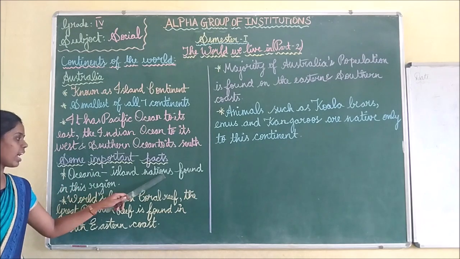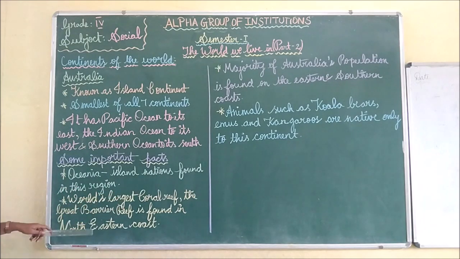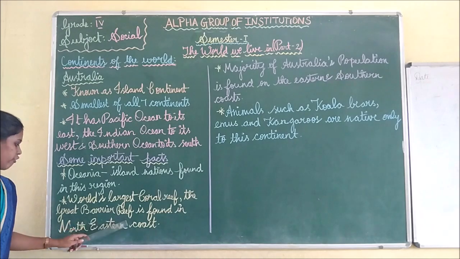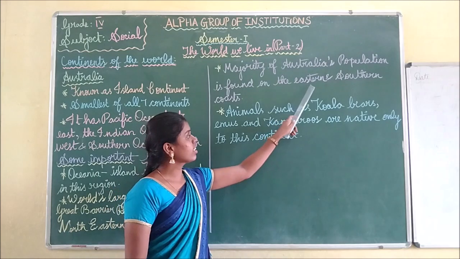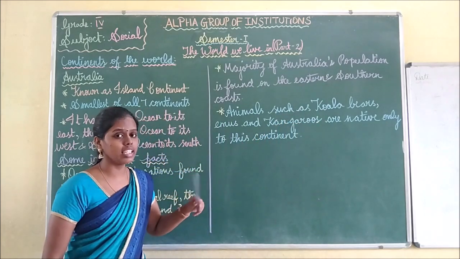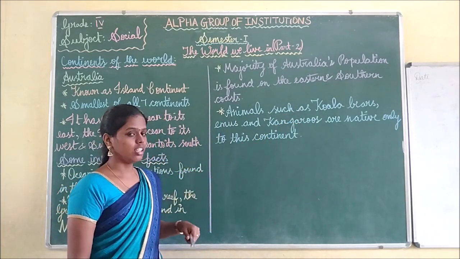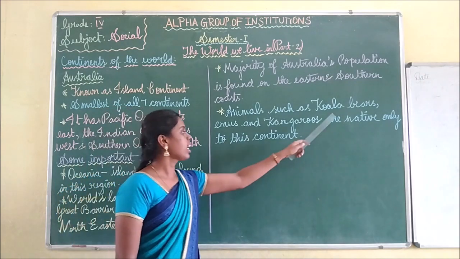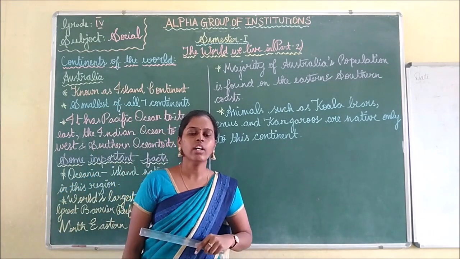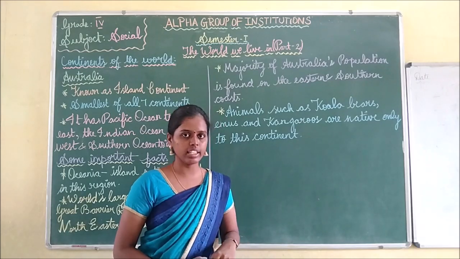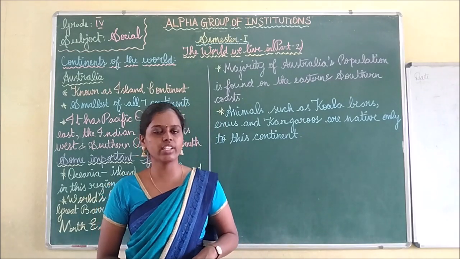Oceania refers to the island nations in this region. And the world's largest coral reef is Great Barrier Reef, which is in the northeastern part. In the eastern and southern part only, most of the population of Australia lives. And animals like polar bears, emus and kangaroos are found in this continent only. So this is about Australia.